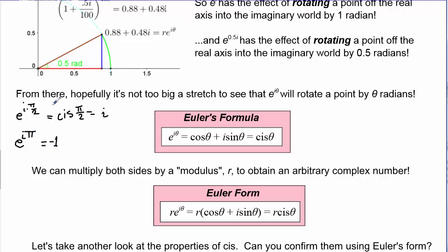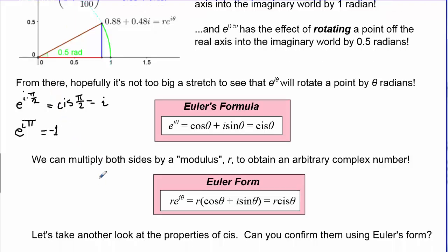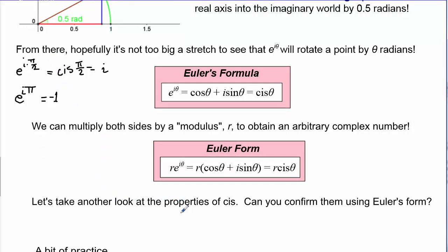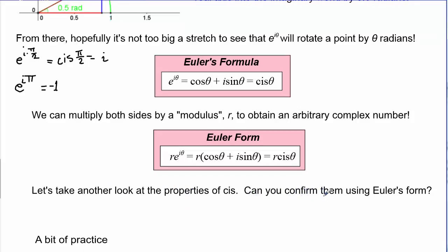So we're going to go back now and look at some of the properties of cis, but we're going to look at them from the point of view of Euler's form. For example, we know that cis θ times cis φ is equal to cis of (θ + φ). Well, in Euler form, this is simply a representation of the rules of exponents.